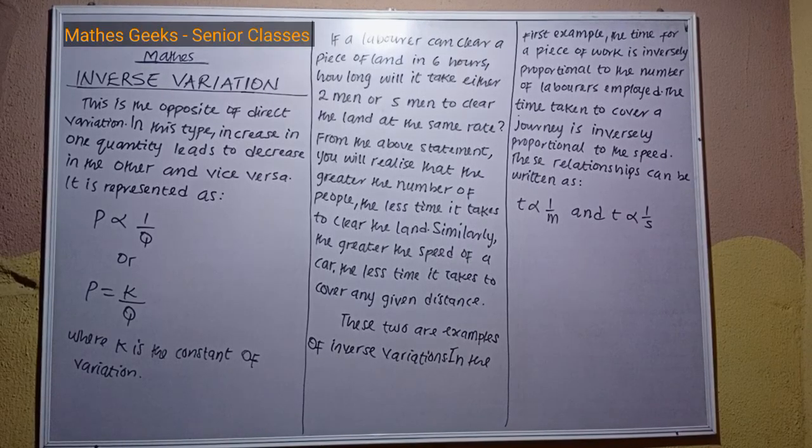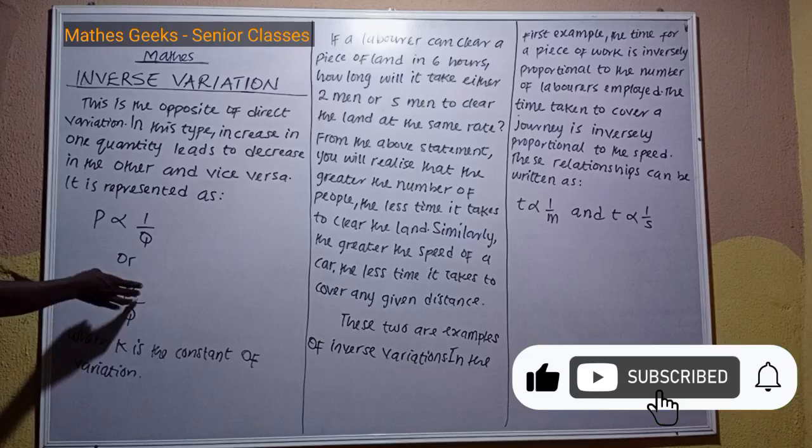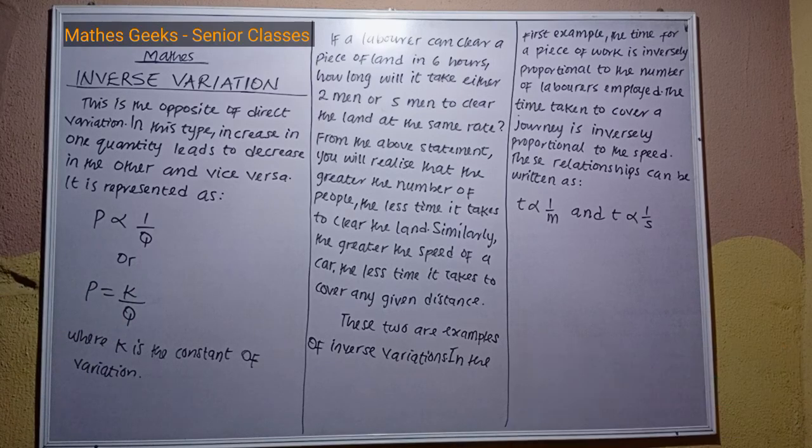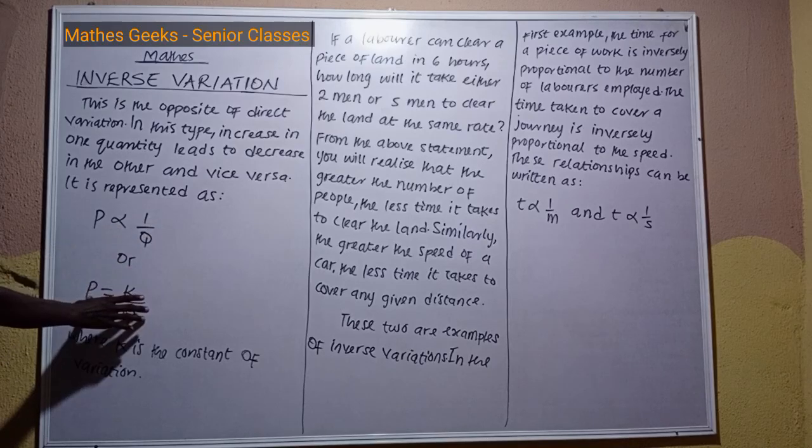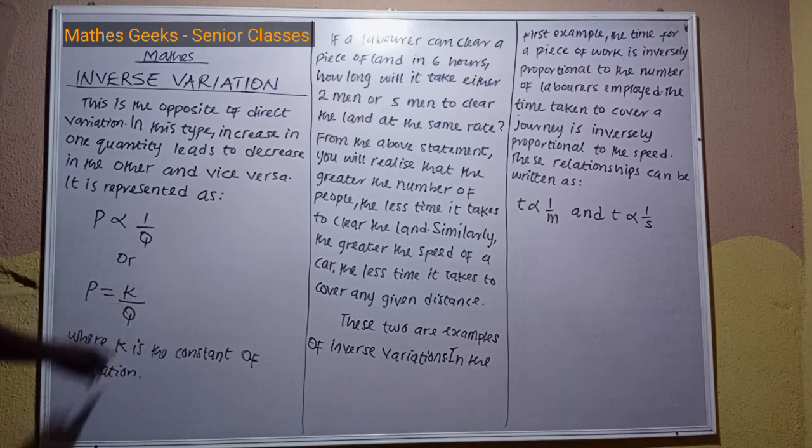Let's look at inverse variation. Inverse variation is the opposite of direct variation. In this type, an increase in one quantity leads to a decrease in the other and vice versa. It is represented as P varies inversely as Q, or when we introduce our constant of proportionality, which is K, and then we introduce our equality sign, this relation is represented as P equals K over Q, where K is the constant of variation.